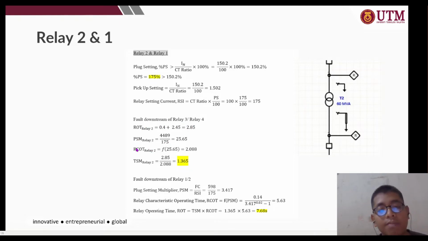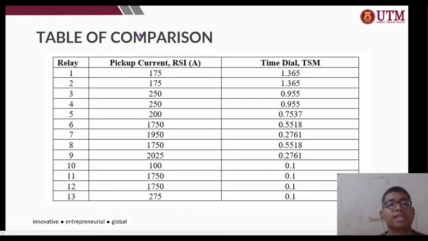We find the ROT, PSM, R codes for relay 2, and then the TSM for relay 2 on relay 1 is 1.365. Next, we found the fault downstream of relay 1 and 2. We find the PSM and R codes, which is 5.63, and finally we achieve the relay operating time, ROT, of 7.68 seconds.